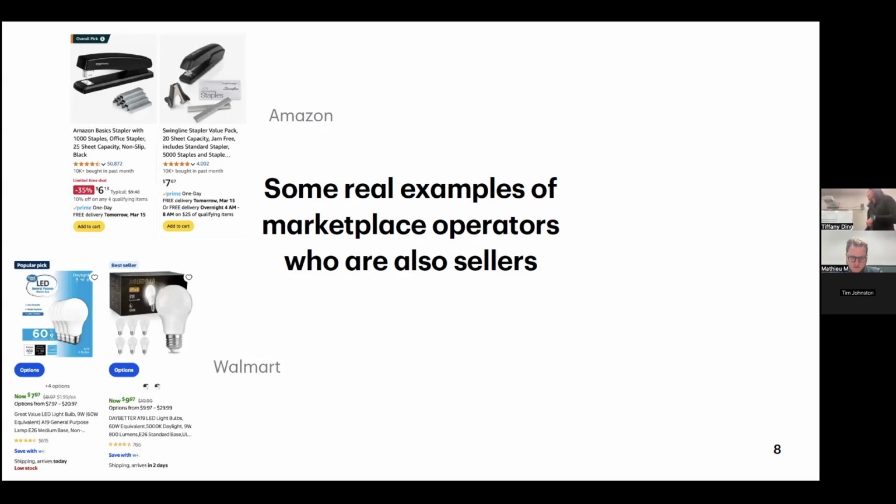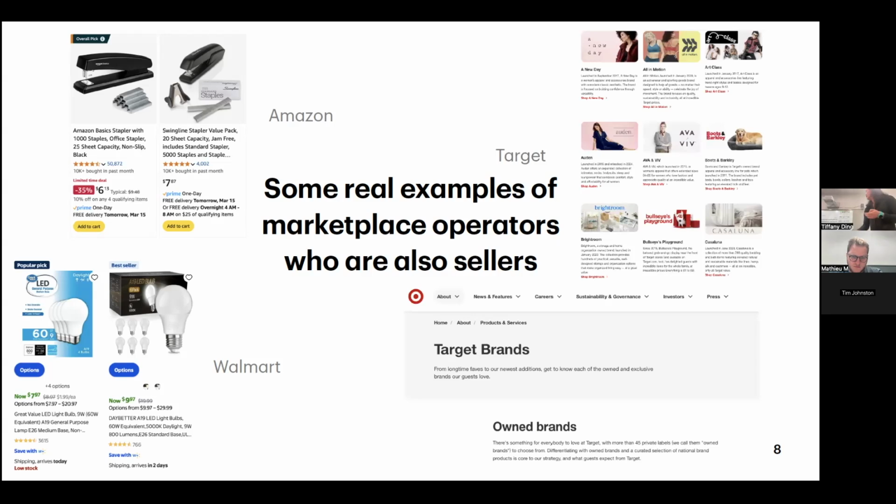We also have Walmart. So similarly, the one on the left is Great Value light bulbs, which is Walmart's private label. So those are made by Walmart, and then the ones on the right are made by some other seller. Target is also an example. So Target, I'm actually not sure if you have it in France, but in America it's quite popular. And they have a bunch of their own Target brands for various products.